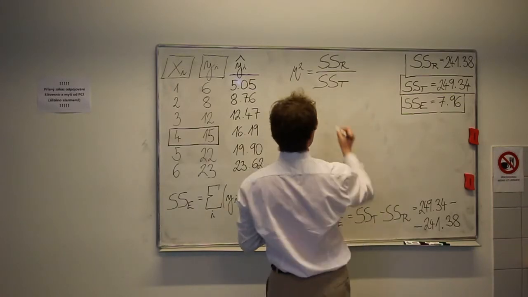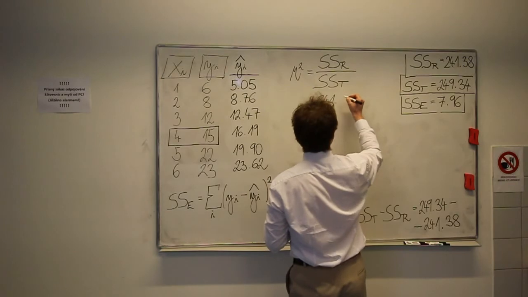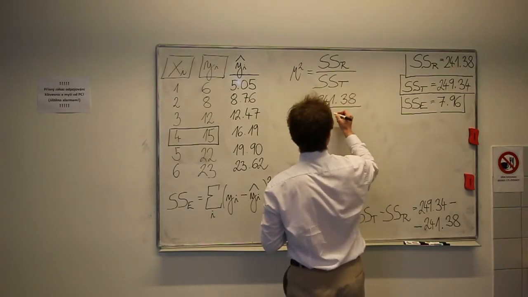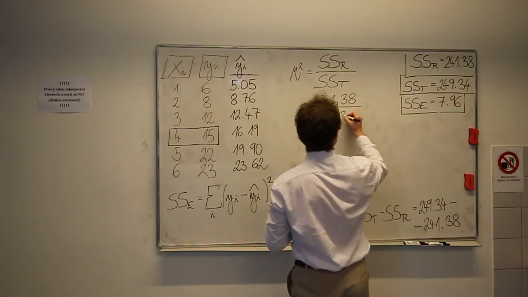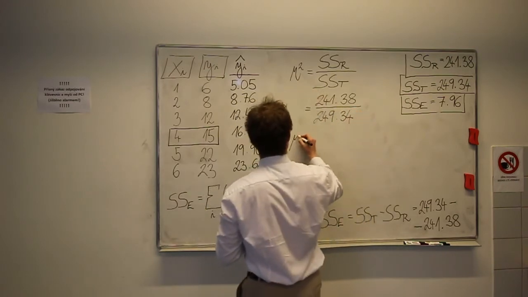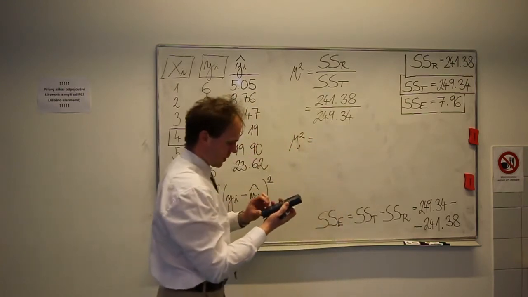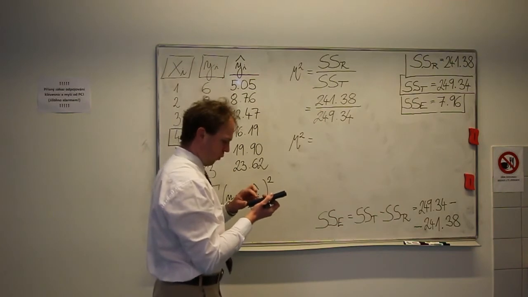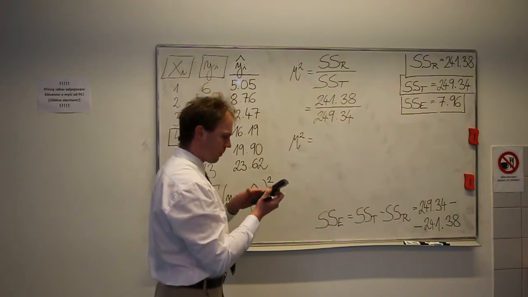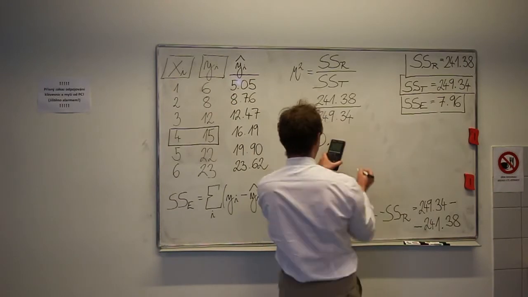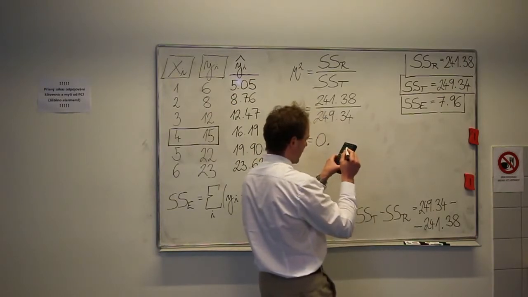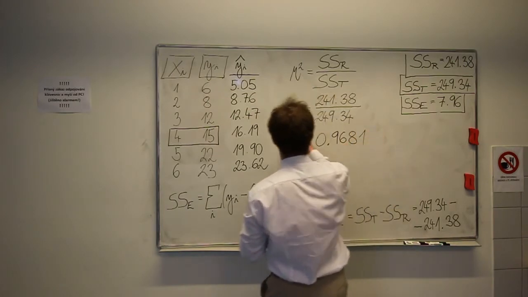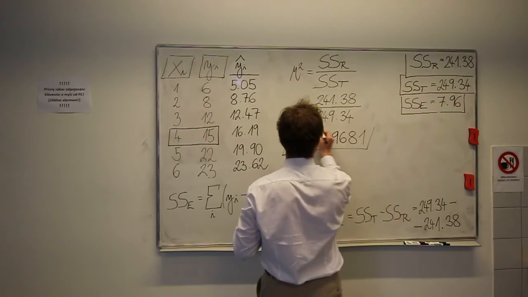So in the numerator 241.38 divided by 249.34. This r squared is 241.38, 249.34, 0.9681. So this is r squared.